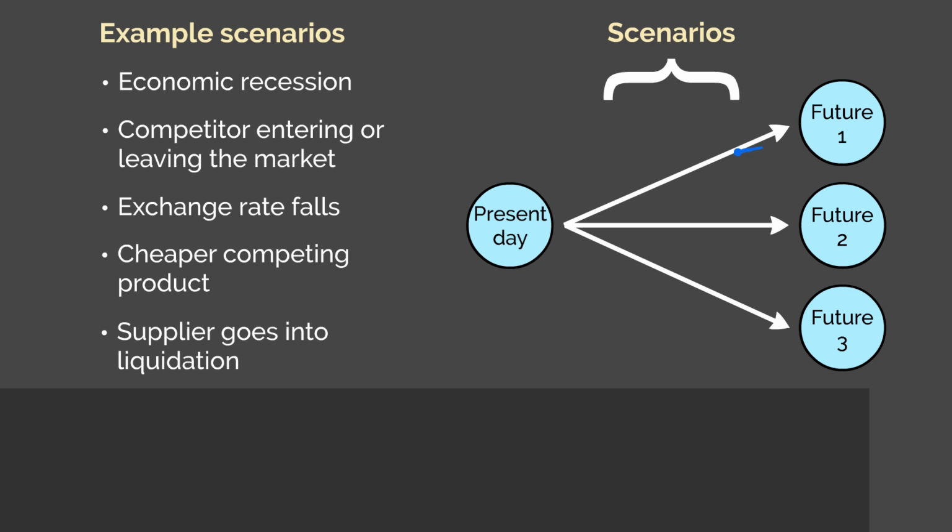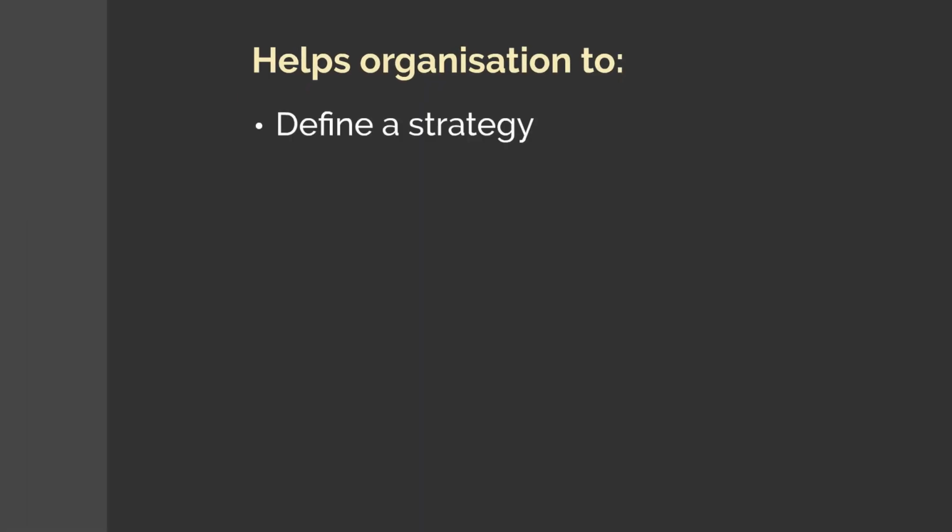So future 1 could be the exchange rate falling, future 2, our suppliers cutting their costs and delivering a cheaper product or service to their customers, or future 3, which could be based around, for example, 2 things, maybe an economic recession and, as a result, our supplier going into liquidation. How would we fare in each scenario? Analysing the consequences of these probable future scenarios can bring us a number of benefits. It can help us to define our strategy in a way that mitigates the risk of these different events causing problems for us in the future.